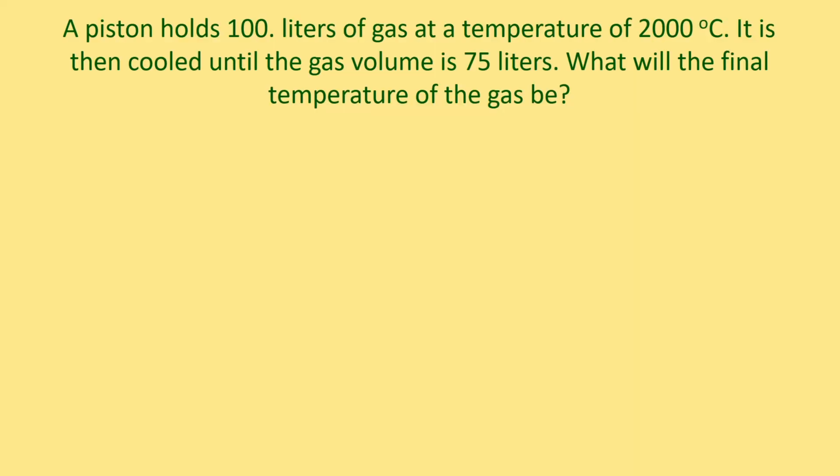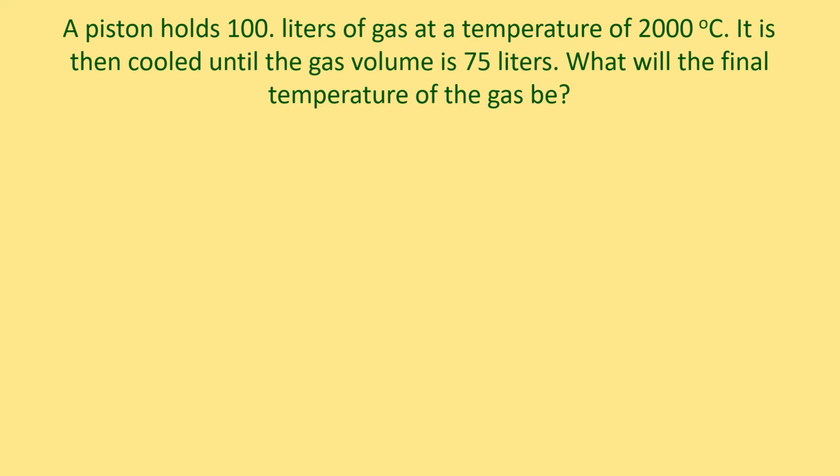So let's do some more gas law problems. Again, one of the trickiest parts of gas law problems is identifying which appropriate gas law equation is helpful for the problem. So this problem reads: a piston holds 100 liters of gas at a temperature of 2000 degrees Celsius. It is then cooled until the gas volume is 75 liters. What will the final temperature of the gas be?